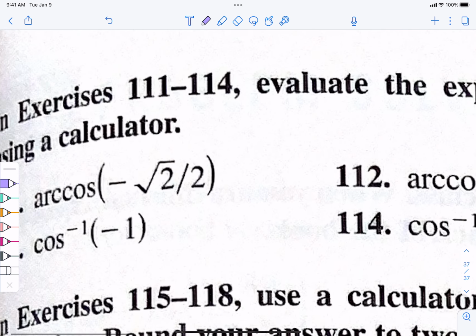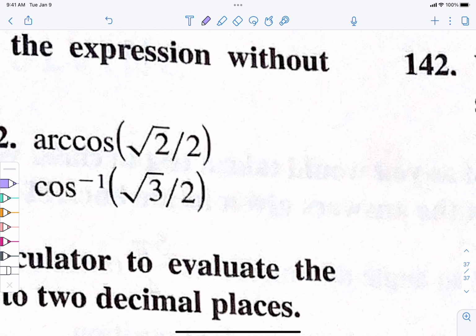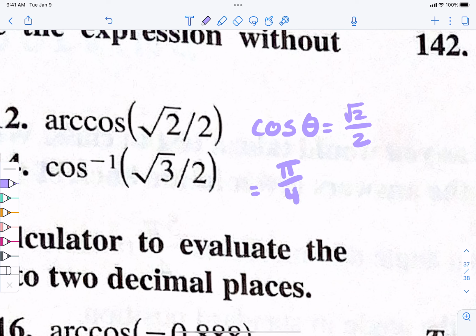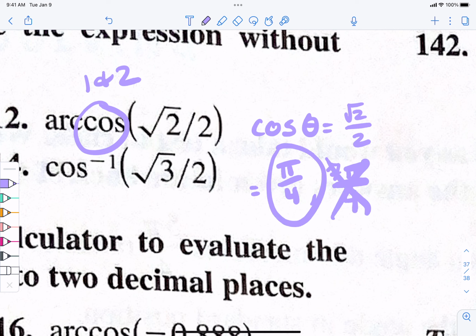So this one says evaluate the expression without using a calculator, which means use your unit circle. This is saying cosine of something is the square root of 2 over 2. Now, there are two places where cosine is the square root of 2 over 2: pi over 4 and 7 pi over 4. But inverse cosine only lives in the first and second quadrant. 7 pi over 4 is in the fourth quadrant.